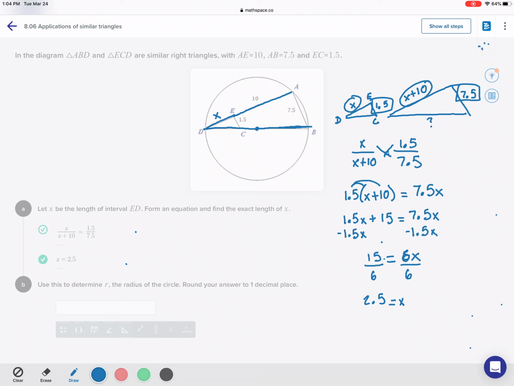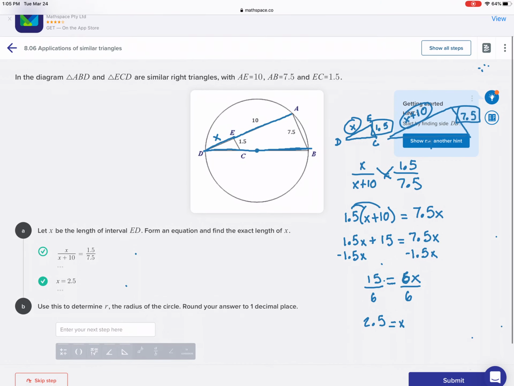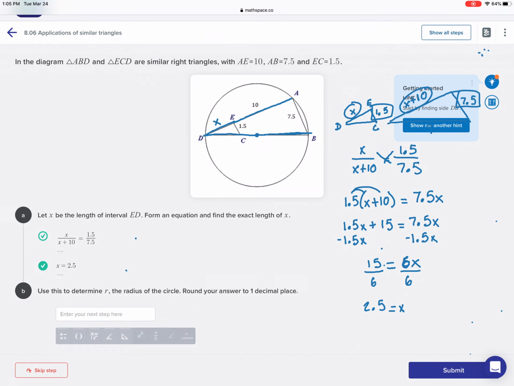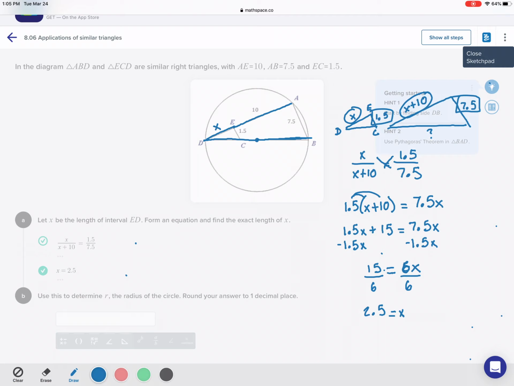Close sketchpad. Let's see how they want us to do it. Okay. Hint. Start by finding side DB. Use Pythagorean theorem. Oh, so apparently we have decided that this is a right angle. Okay. How was I supposed to know that? That's a great question. It deals with something in circles that we haven't talked about yet because circles we're learning in a further unit.